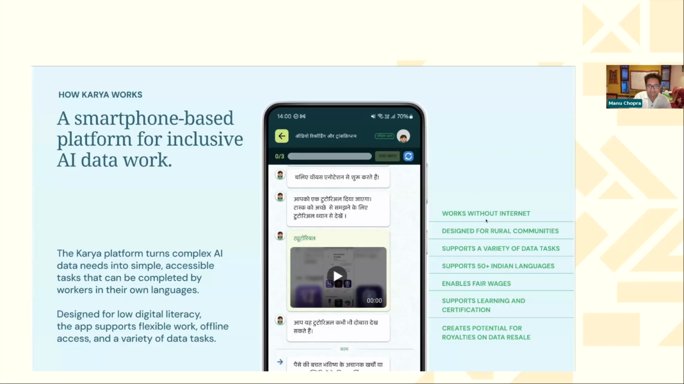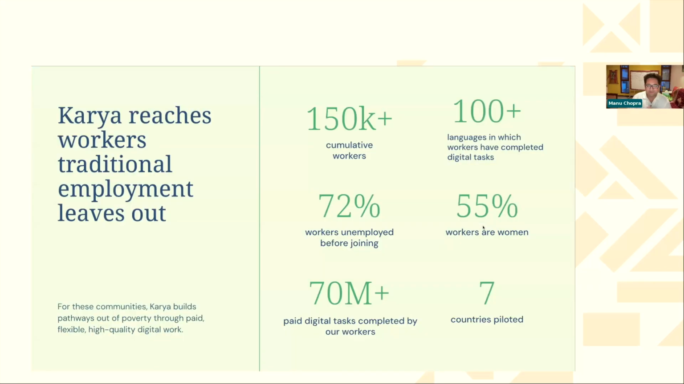This is the smartphone-based platform that enables our communities to do the work. It looks like WhatsApp because it's very familiar to our communities. It works without internet. It is designed for our communities and supports all varieties of tasks that we need to build the models that we need to build, of course, including speech, image, video, text, evals, and so on and so forth.